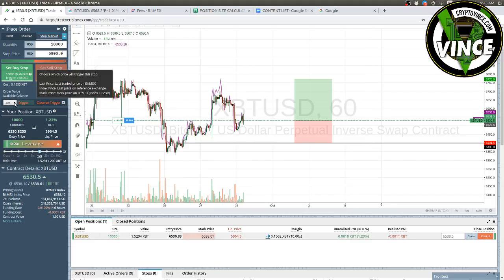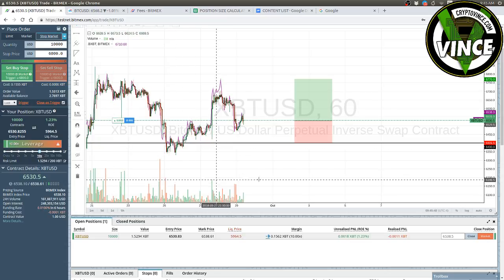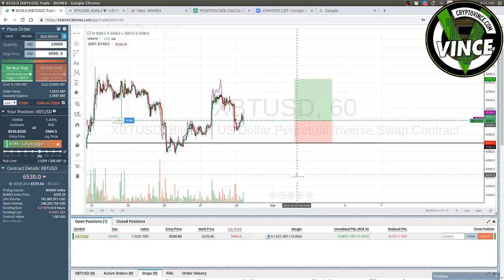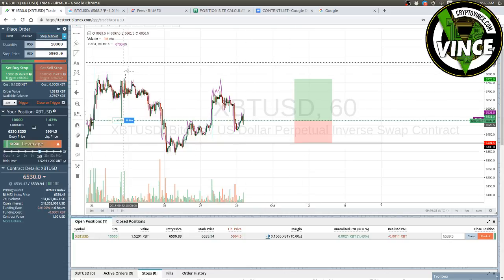And then if the price just slowly drifts down into there and you're not looking, you're away from the computer, then it'll sell at the price because it's slowly drifted down into there. Just underneath that, and probably your maximum stop loss at your risk point, I would put a stop market order. For both of them, use the close on trigger checkbox.